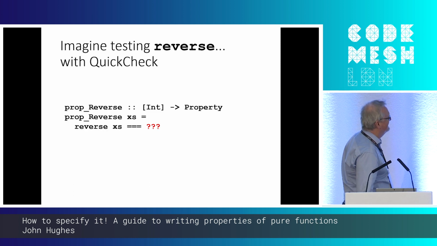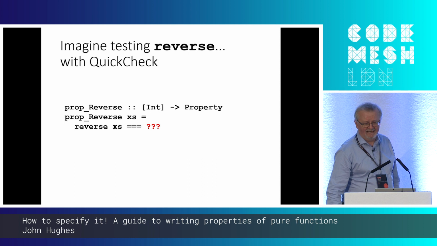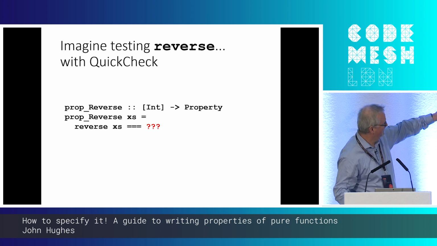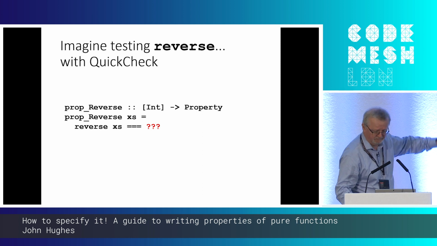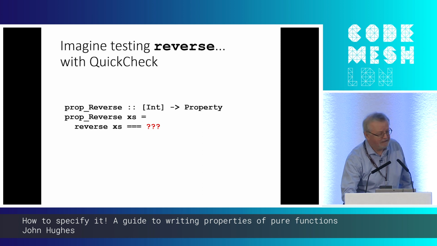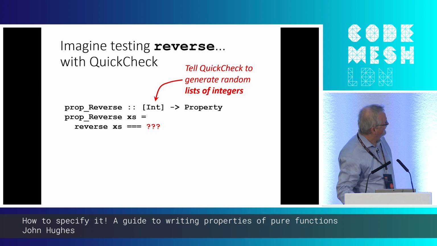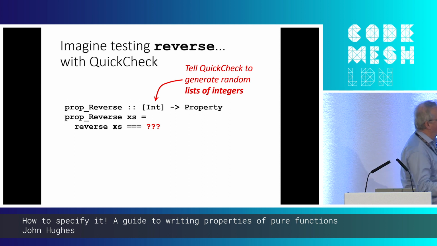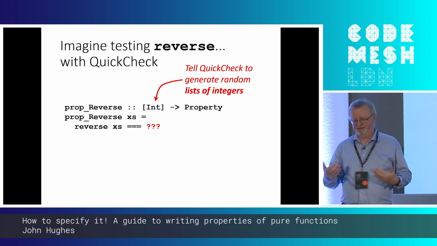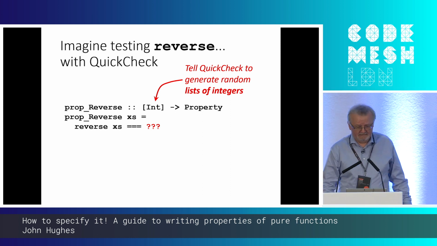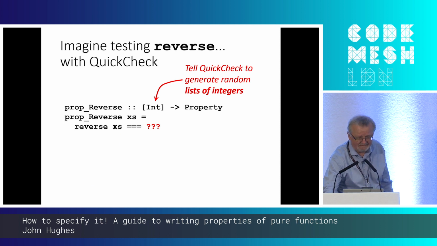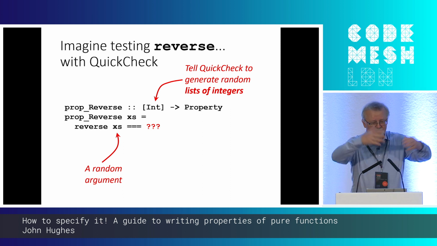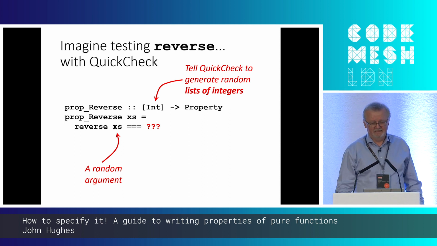How do I test reverse? I write a property. And the property is just a function. I'm going to be using Haskell for my examples, but any property-based testing tool will work similarly. So this function takes an argument, a list of ints, and this type tells QuickCheck to generate random lists of integers for testing with. So that means that in my test, I'm going to call reverse on a random argument. I'm going to be able to test it in thousands of different cases.